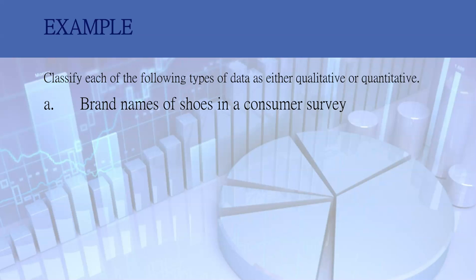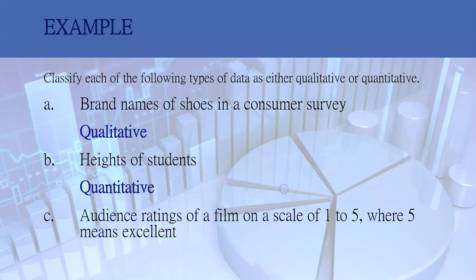So classify each of the following types of data as either qualitative or quantitative. The first one says brand names of shoes in a consumer survey. Brand names is qualitative. Heights of students would be numerical data, so that would be quantitative. And then audience ratings in a film on a scale of 1 to 5, where 5 means excellent. This one's a little tricky. This one is actually qualitative. Just because you assign numbers to something doesn't make it numerical information. The 5 means excellent, which is a category.